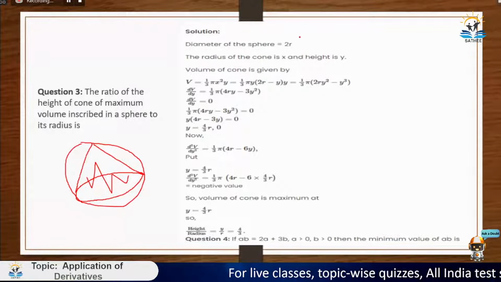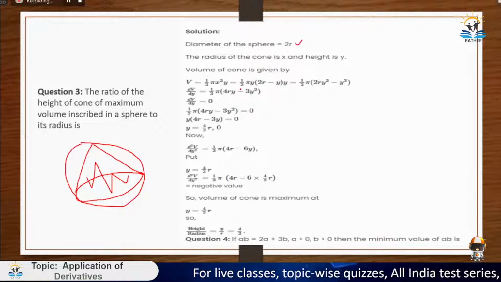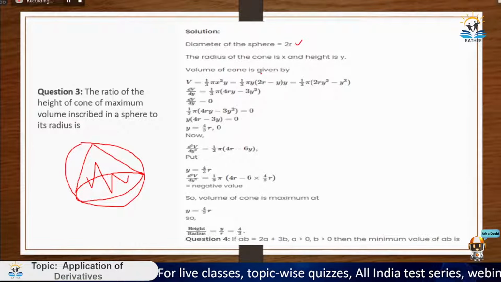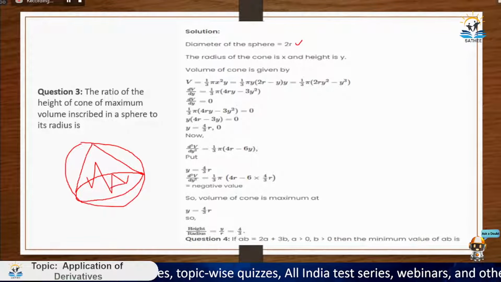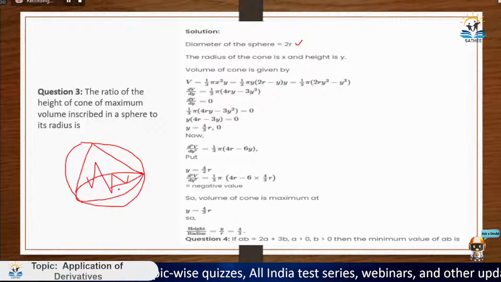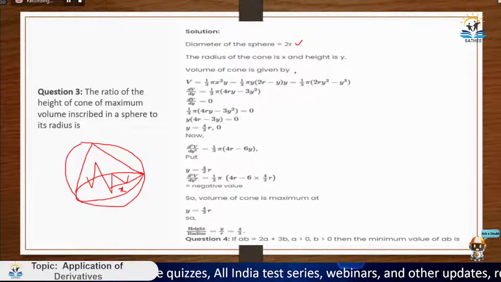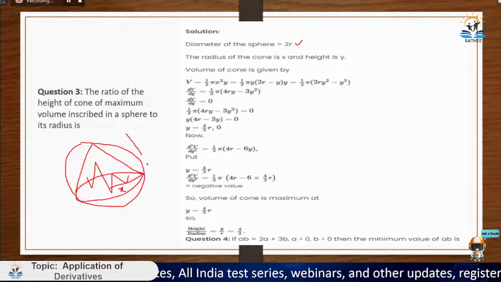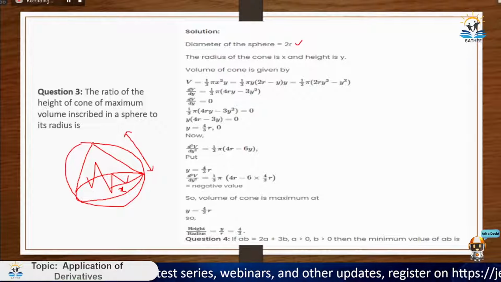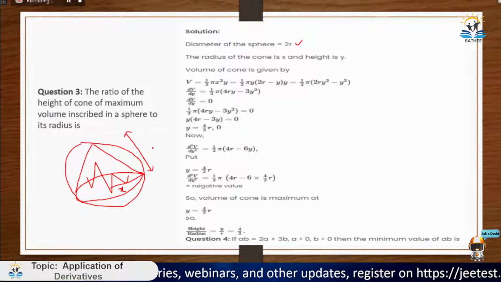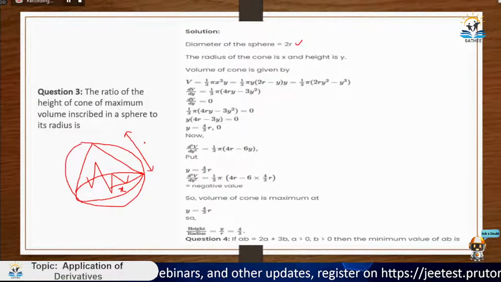So diameter I know it is equal to 2r, where r is the radius, and I am letting the radius of cone to be equal to x, where radius is this thing from here to here, from center to here. This is the radius of cone. So I'm letting the radius of cone to be equal to x and height to be equal to y. Height is from apex to the base. This is called as apex, and from apex to the base is called the height, and I am letting height to be equal to y.